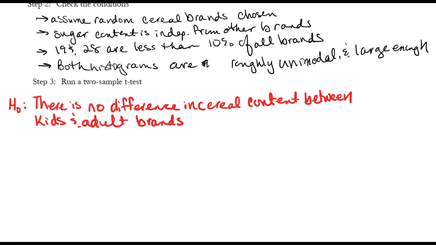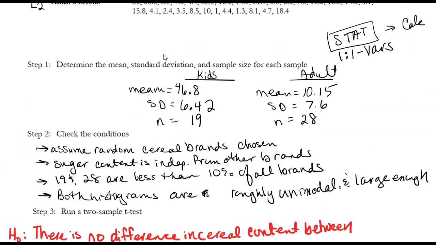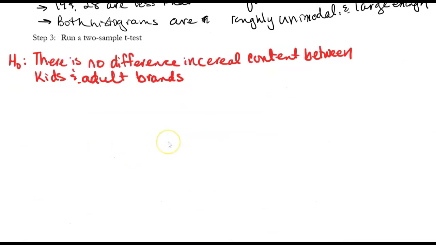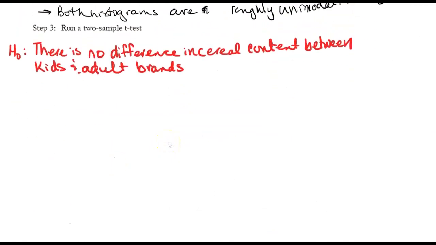Okay, so remember we want to do the bigger one first, and let's see, I'm pretty sure it's the kids. Yeah, kids is much bigger. So we're going to say the mean of kids minus the mean of adults is equal to 0.